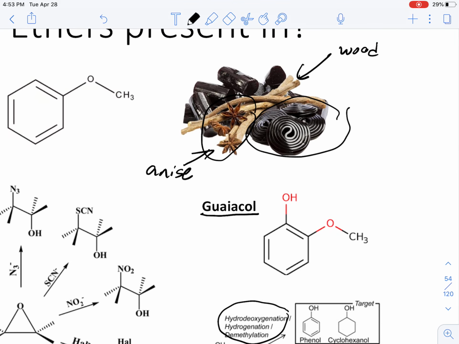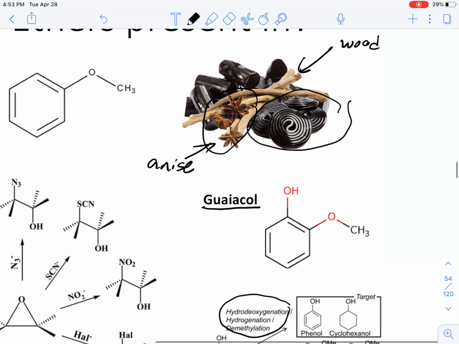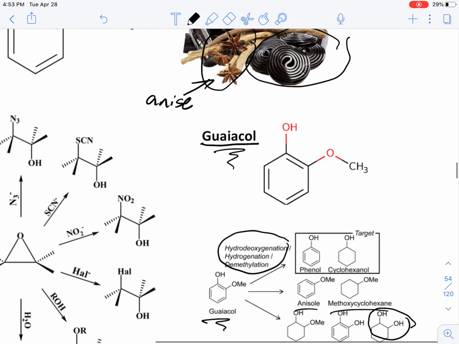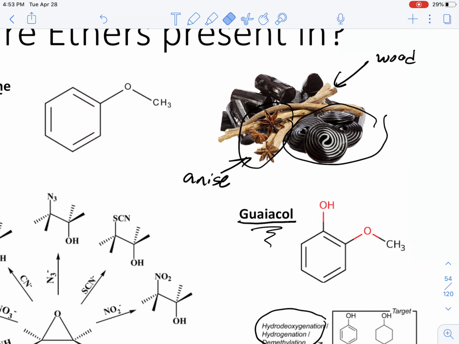guaiacol can be extracted from celery seeds, tobacco leaves, orange leaves, lemon peels, and the list goes on and on and on. So those are some natural sources for guaiacol. And if you guys are looking at both anise and guaiacol, I wonder if you guys can identify where the ether is. Okay, so I'll let you guys take a look at these two structures, the one on the top left, the other one on the bottom right. So where are the ethers in this substance?